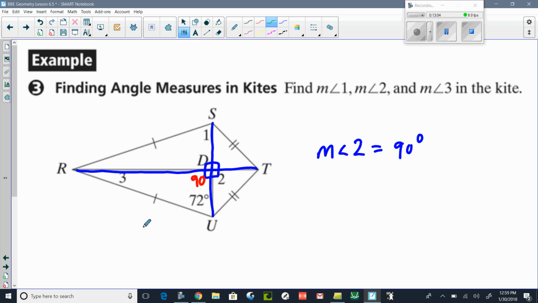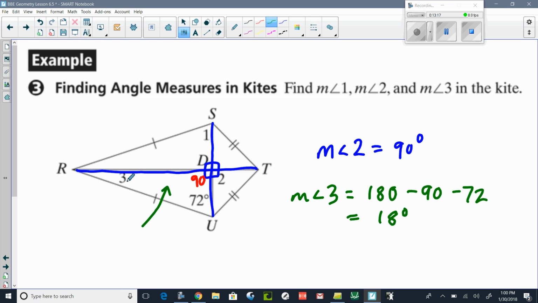We know that there's 180 degrees total in a triangle. So the measure of angle 3 is going to equal 180, take away 90, take away 72, which leaves us with just 18 degrees. So the measure of angle 3 down here would be 18 degrees. We already have the measure of angle 2, which just leaves us with the measure of angle 1. The measure of angle 1 is going to correspond to 72 degrees here as well. So the measure of angle 1 is also 72 degrees.